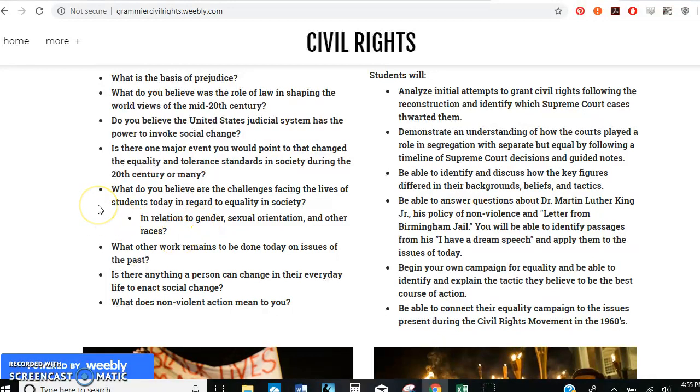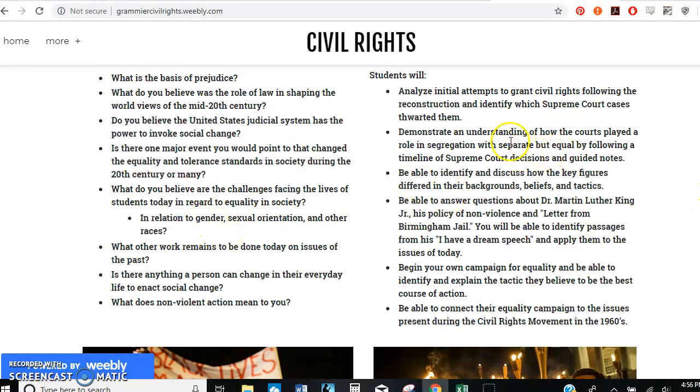I also want the students to be able to focus on today and being able to recognize what issues we still face today, what issues have mutated into other issues today, and what issues maybe are gone but not forgotten.